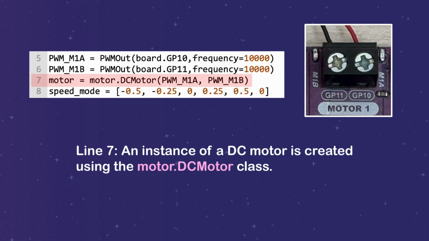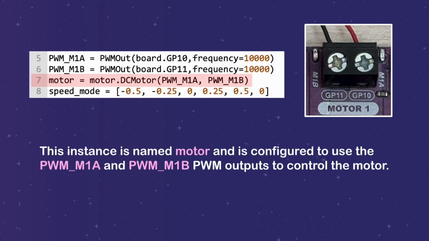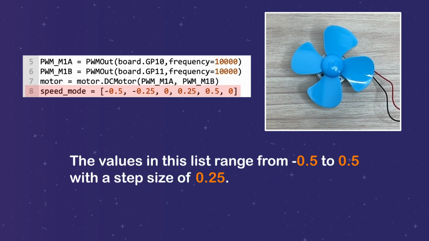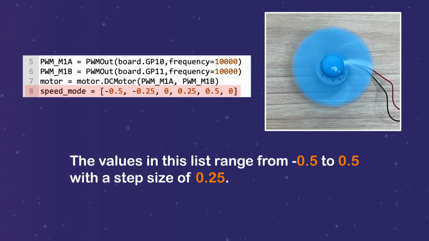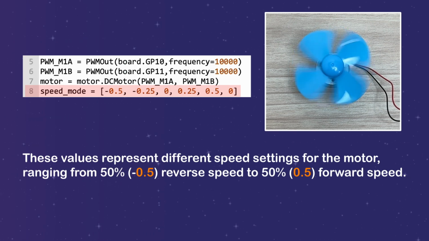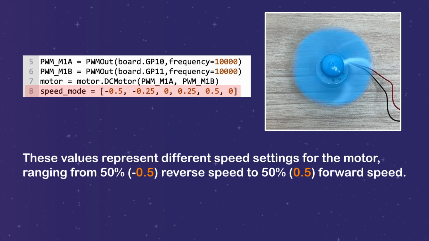Line 7, an instance of a DC motor is created using the motor DC motor class. This instance is named motor and is configured to use the PWM M1A and PWM M1B PWM outputs to control the motor. Line 8, a list called speed mode is created, which contains a set of speed values. The values in this list range from -0.5 to 0.5 with a step size of 0.25. These values represent different speed settings for the motor, ranging from 50% reverse speed to 50% forward speed.